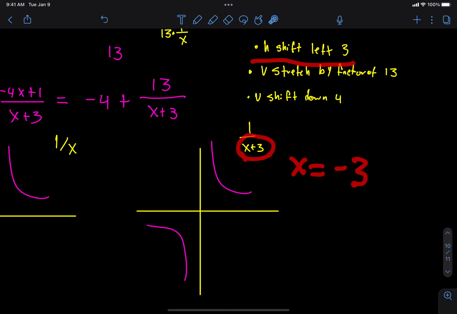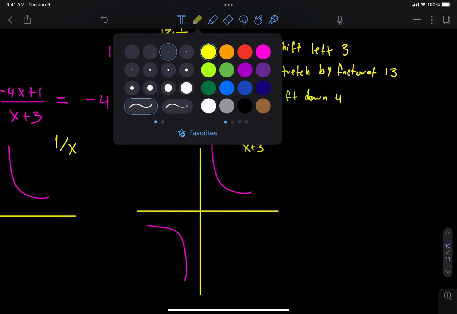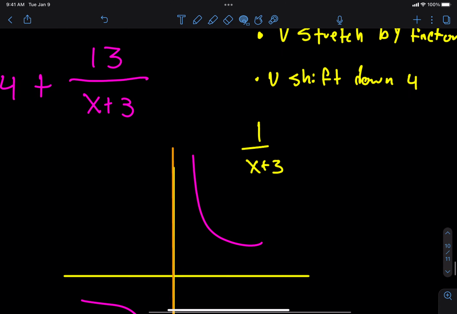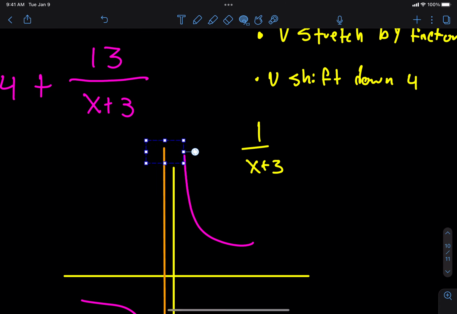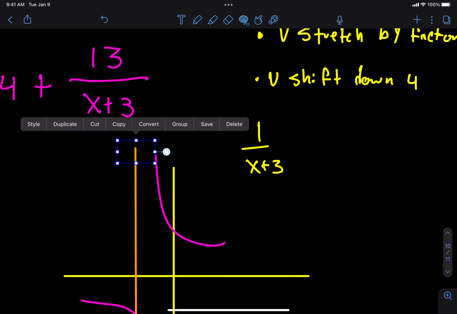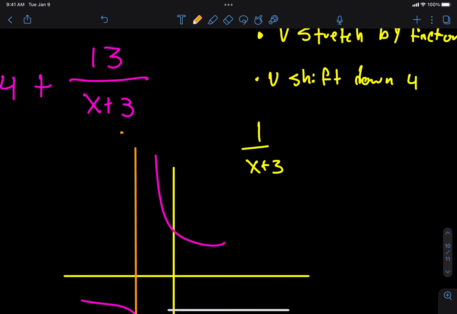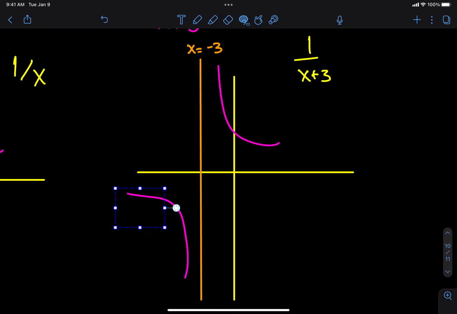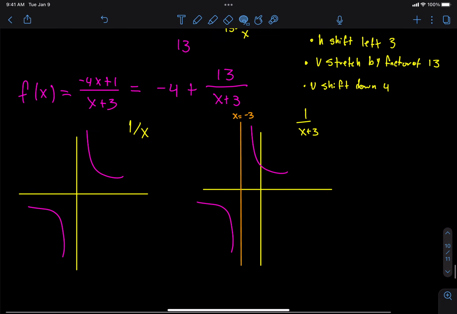Should be -3, right? Because that's what would cause the denominator to be 0. So instead of having a vertical asymptote here, I'm going to shift it over 3. So this is the line x equals -3. And then, of course, the other side needs to go with it, right? Move everything up, pack everything up and move it over to the left by 3 units.